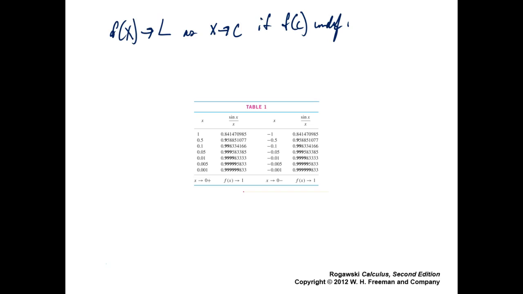I wish I hadn't erased that now, because that was the same example. So yes, f of x can approach a limit. It doesn't say it's equal to it. It can approach a limit as x approaches c if f of c is undefined. And the one that we just did was an example.